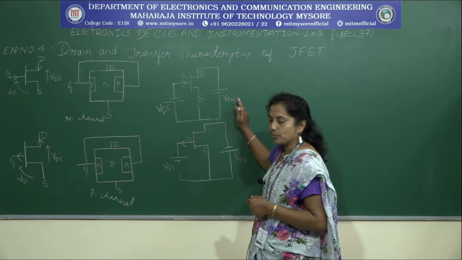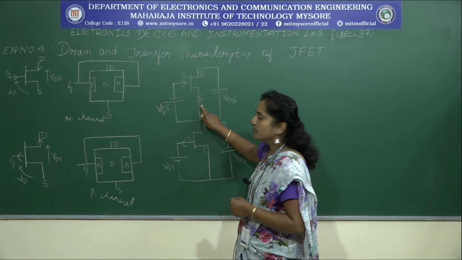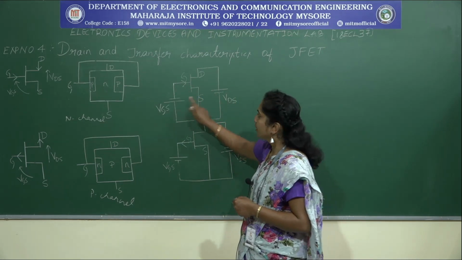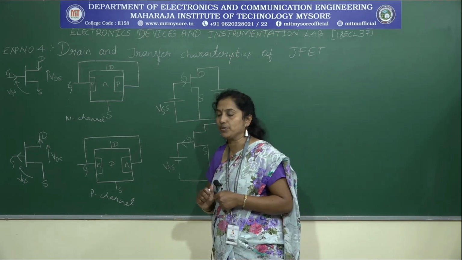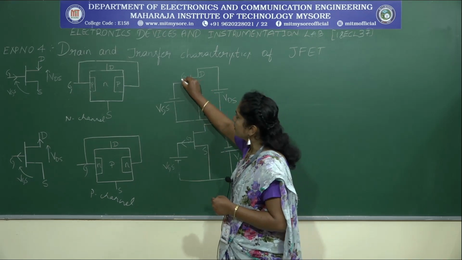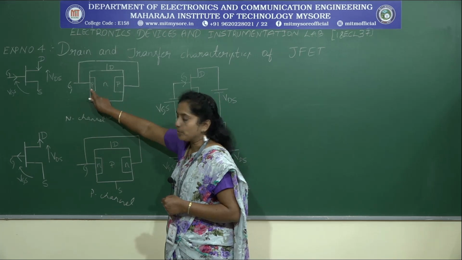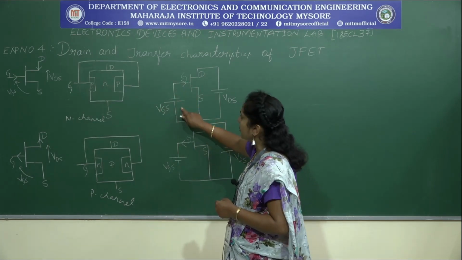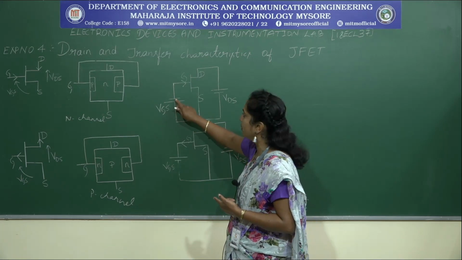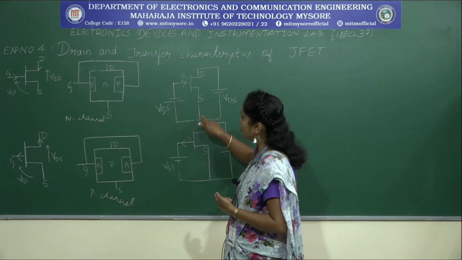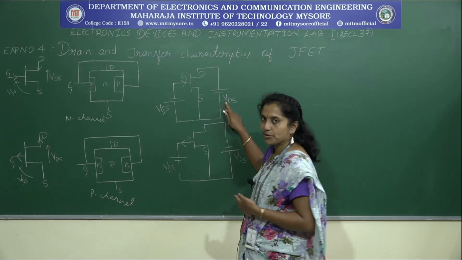Coming to the polarities applied between the input and output, gate to source is always reverse biased. The input is reverse biased, therefore it has high input impedance. So in this N channel FET, the gate is P-type semiconductor. This is reverse bias, so the gate is negative with respect to source. At the output side, drain is positive with respect to source.